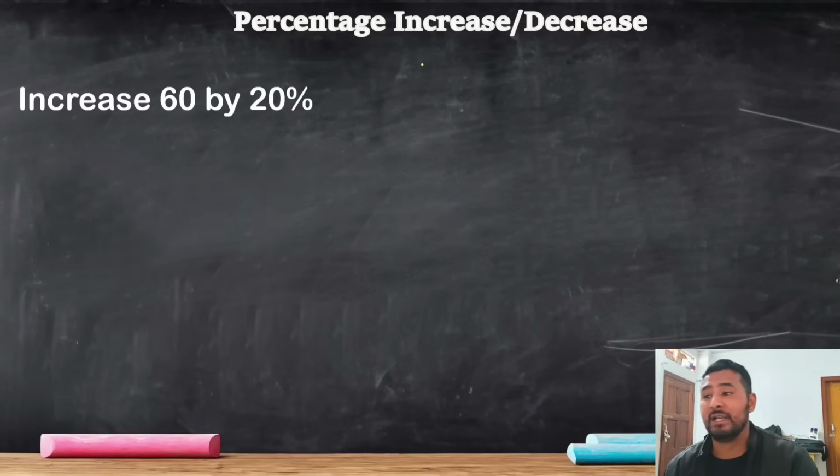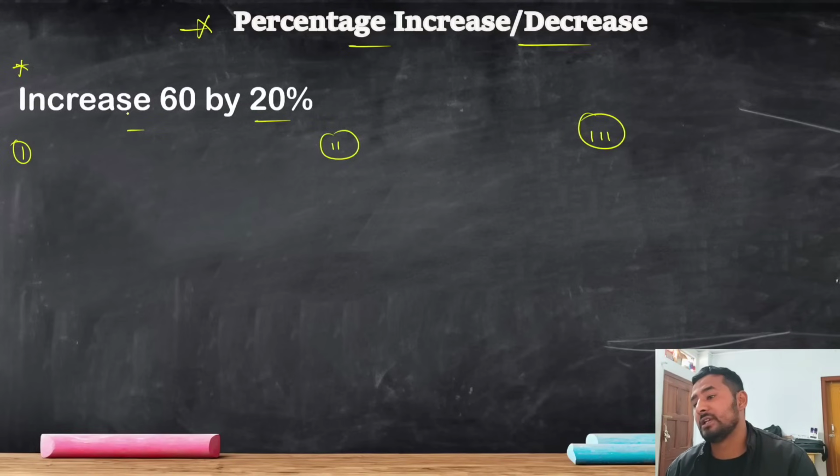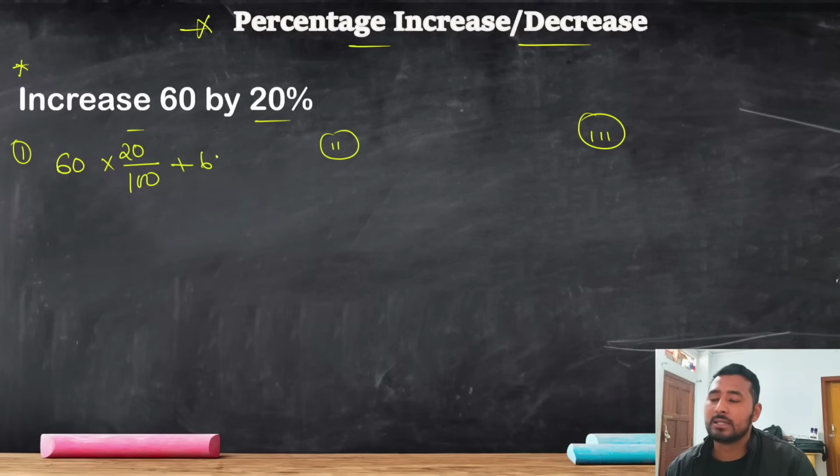Now let us see, very important once again, percentage increase and decrease. In this question it is given: increase 60 by 20%. I'll show you 3 methods to do this one: first method, second method, and third method. First, the traditional method. Whenever you see this type of question, we do 60 plus 20 by 100 of 60, right? Or you do 60 plus 20% of 60. You'll do like this, right?